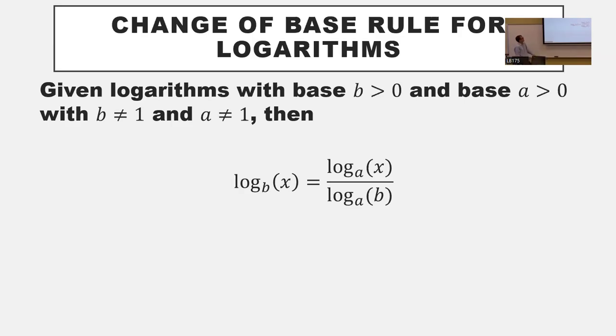So the rule that we're going to use, I'll show you 2 ways to do it with the calculator. One of the rules we can use to calculate a log base 7 of a number is a change of base rule. The change of base rule says if I take log base b of x, that is going to be the log base a of x divided by the log base a of b.